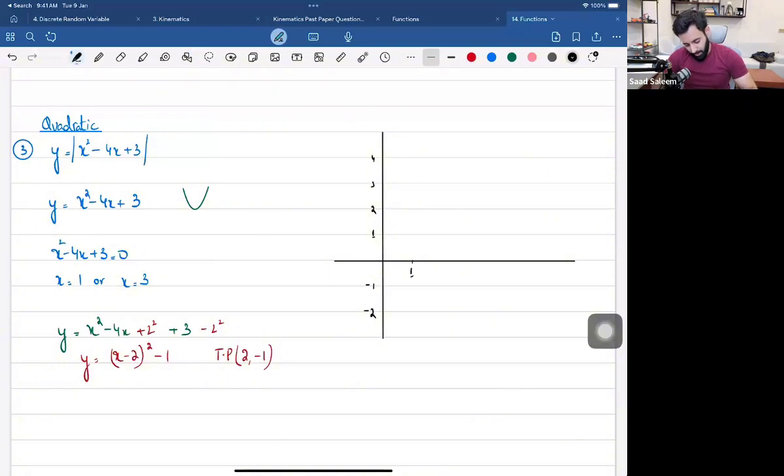So we have all the things that we need. We have the nature, we have the x-intercepts, we have the y-intercepts, we have the turning point. So let's start with the y-intercept. You can start with whatever you want really, which is 3. The x-intercepts are 1 and 3. The turning point is (2, minus 1). So let's put together a nice curve. This is what we get. Remember, it's a sketch, but still try and be as accurate as possible. There we go.